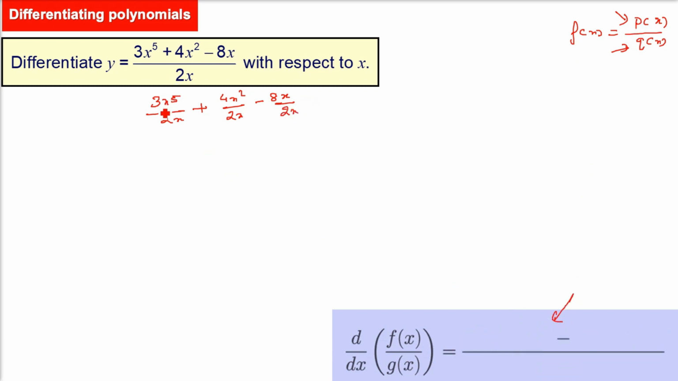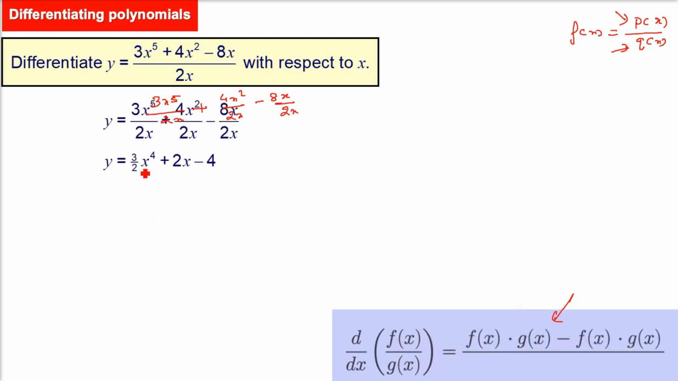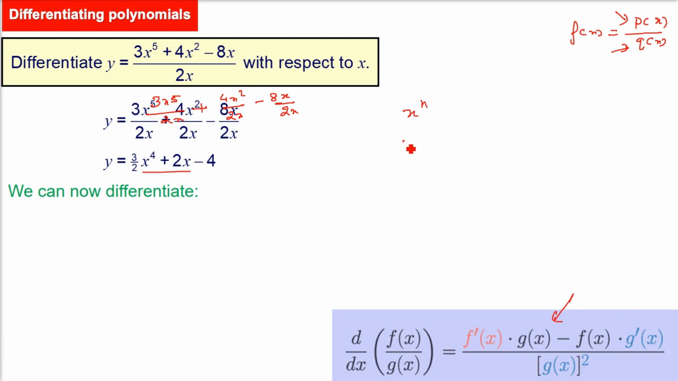But what if you have complicated polynomials? This is a simple differentiation. You already know it: n x to the power n minus 1 for x to the power n. Differentiation is like this. But if you have a constant, leave it.